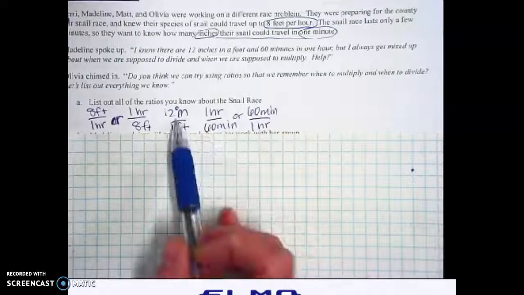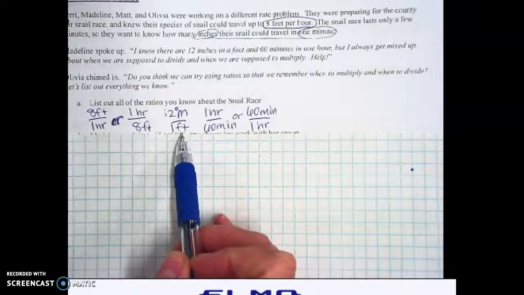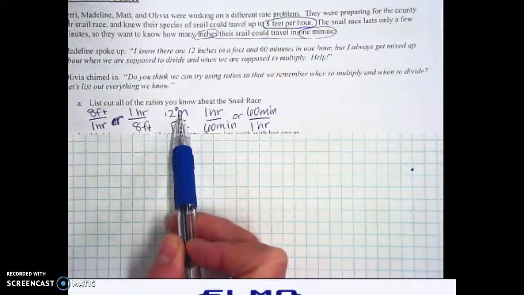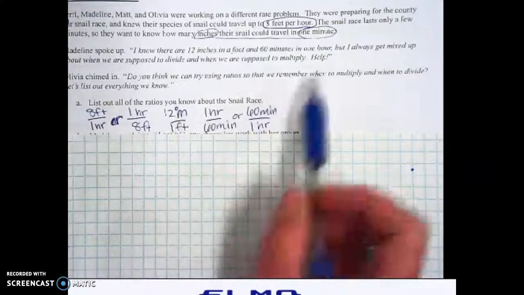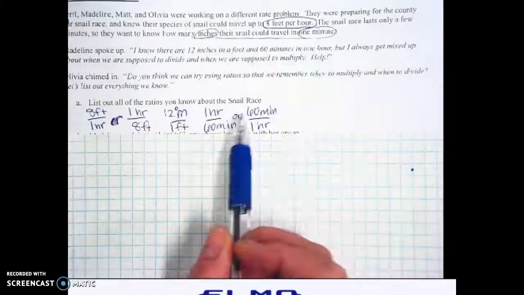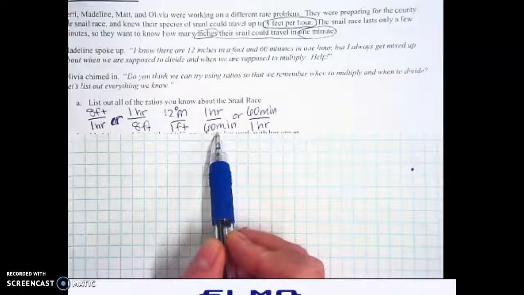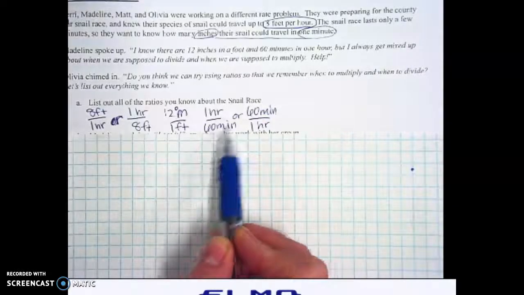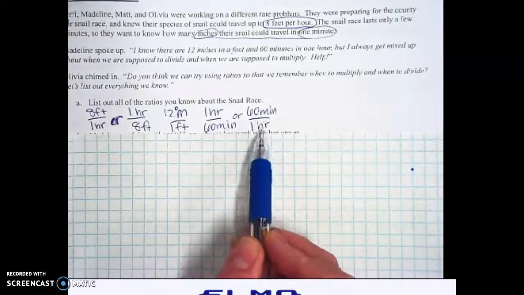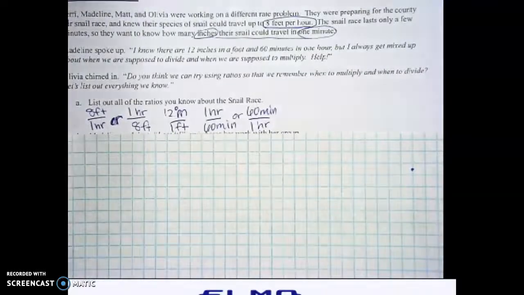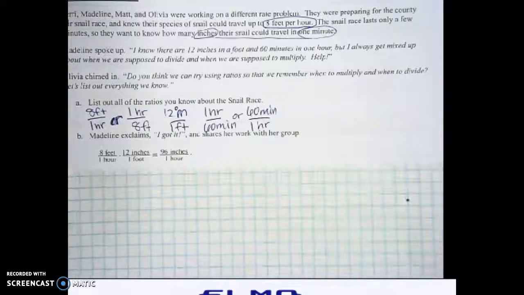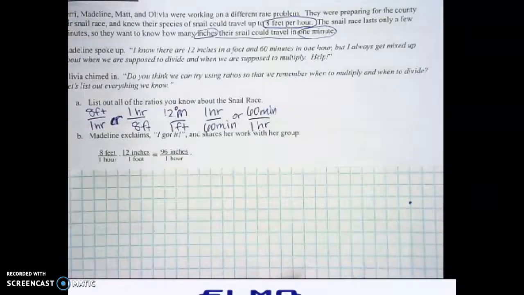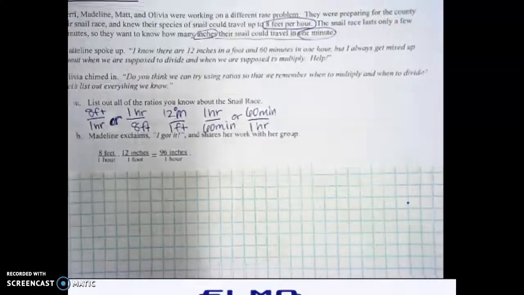And then you can say 12 inches to 1 foot. You get that right off the chart. Or you could write 1 foot per 12 inches. And then as far as time goes, we know you can use 1 hour per 60 minutes. Or you could use 60 minutes per 1 hour. So you have some decisions to make, right? Okay. Madeline exclaims, I got it, and shares her work with her group.